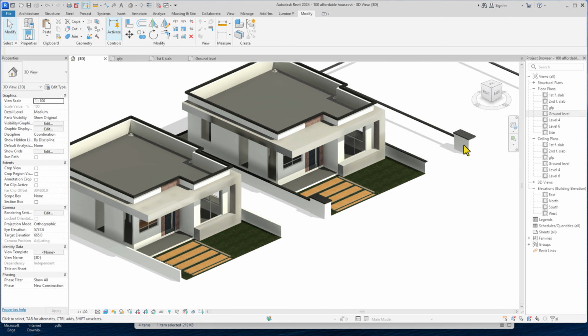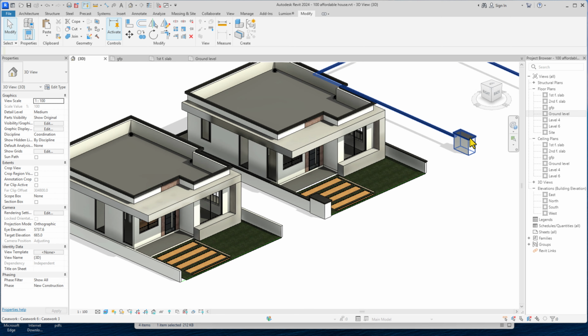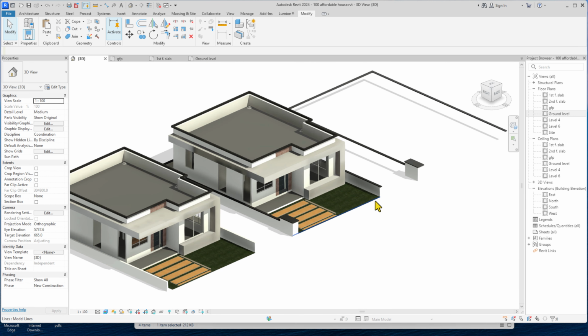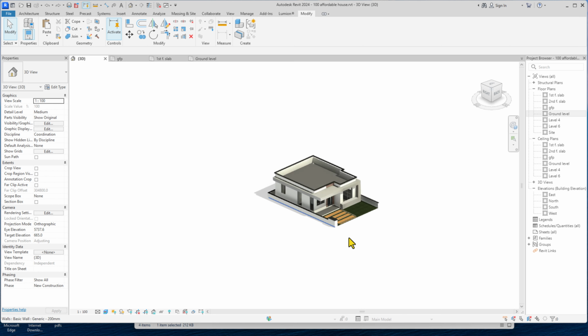Are you facing the same problem? You've tried grouping them, but it doesn't seem to work. I understand the stress completely. Why did this happen?